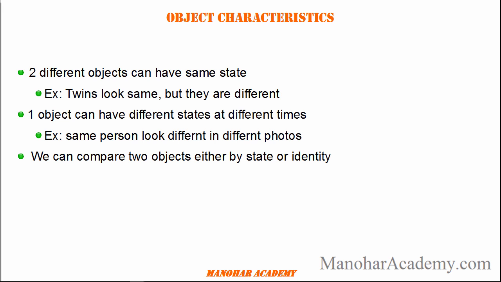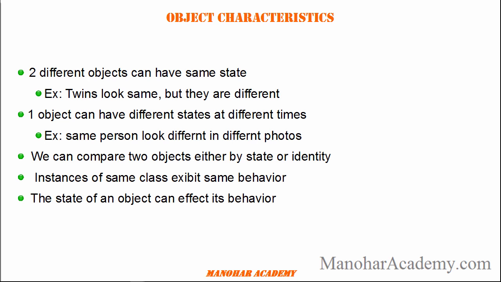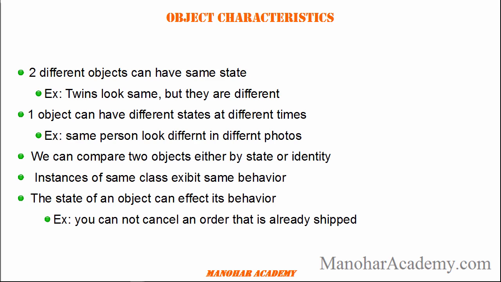Then we can compare two objects either by state or identity. This is a very important point, so make sure you remember that. Then instances of the same class exhibit the same behavior, because the behavior is defined by the member methods, and we can invoke those member methods on every object of the class. If they are instances of the same class, they exhibit the same behavior. Lastly, the state of an object can affect its behavior. This is also very important. For example, we cannot cancel an order that is already shipped. So these are the object characteristics.